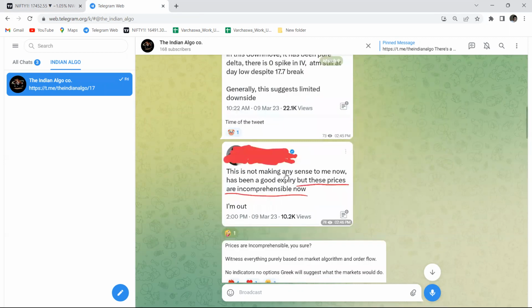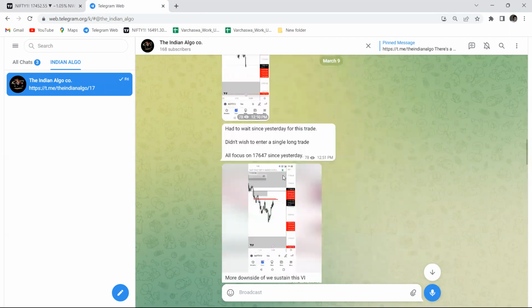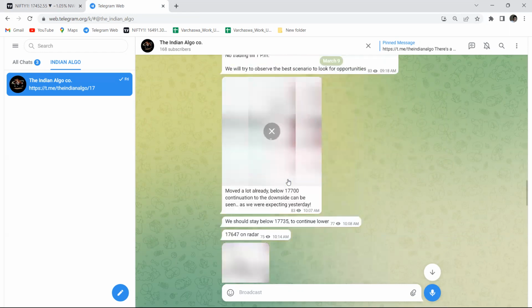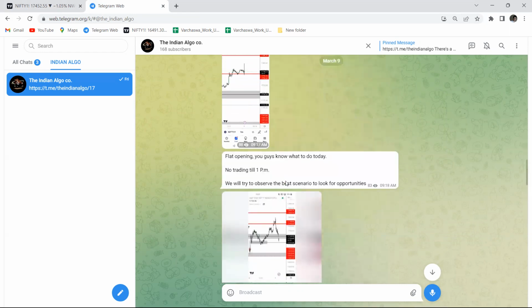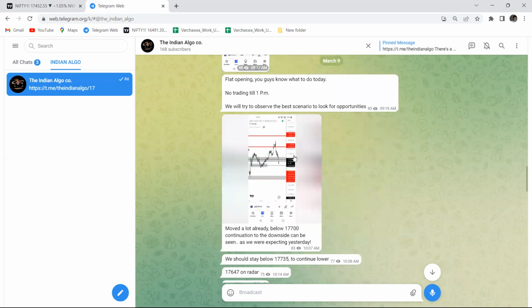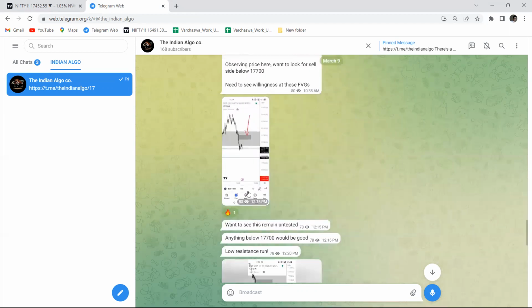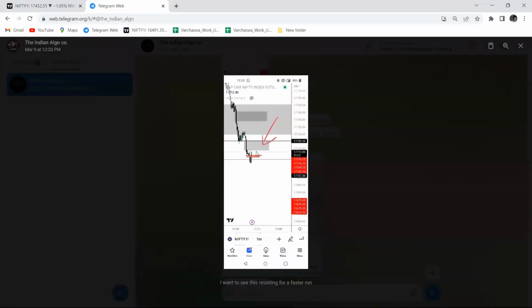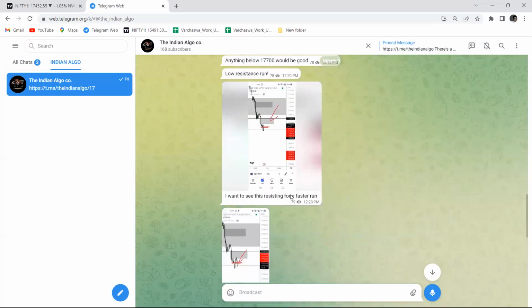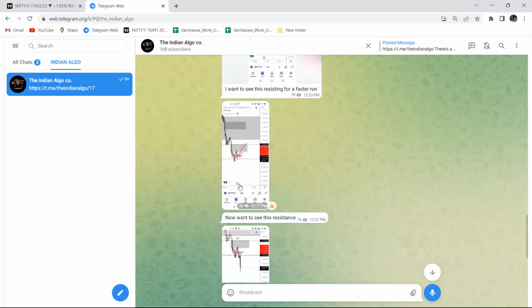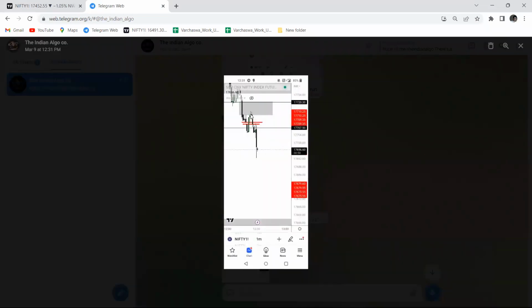Now, even if you go to a day prior, everything is mentioned. Let me just check once again. Yeah, maybe here I want to see this FVG respected. So if you see, I want to see this resisting for a faster run, and the price simply tested, falls down, and look at what happens later on.